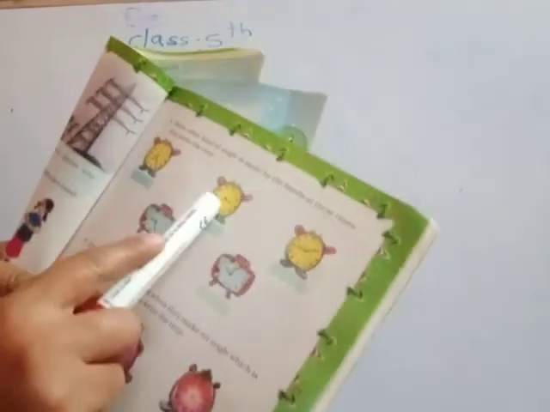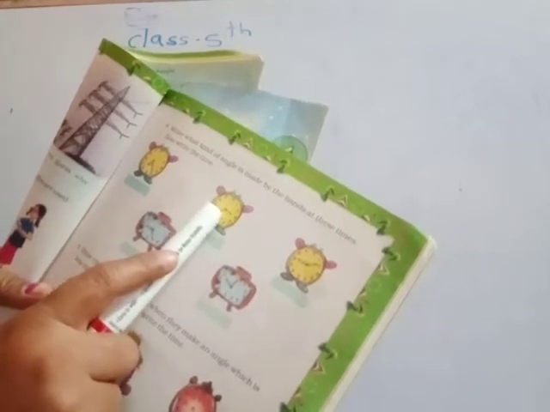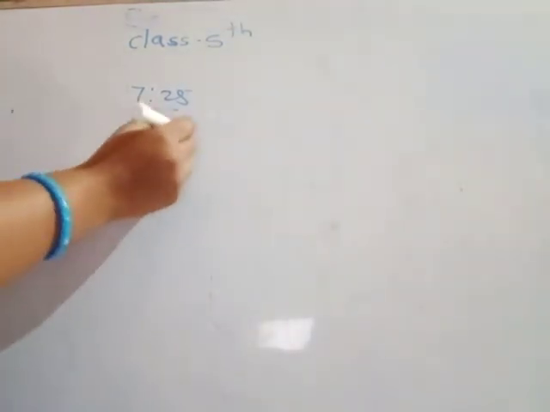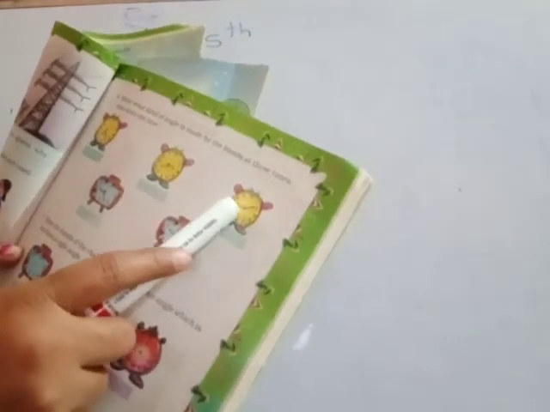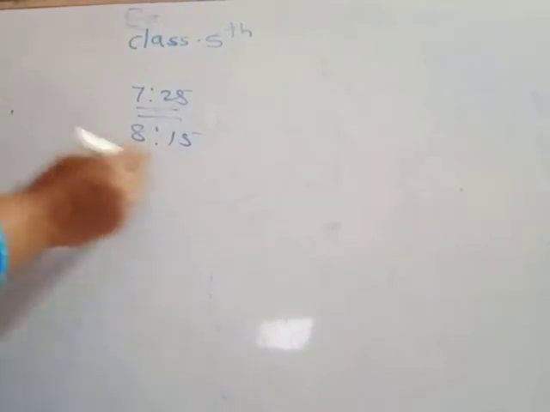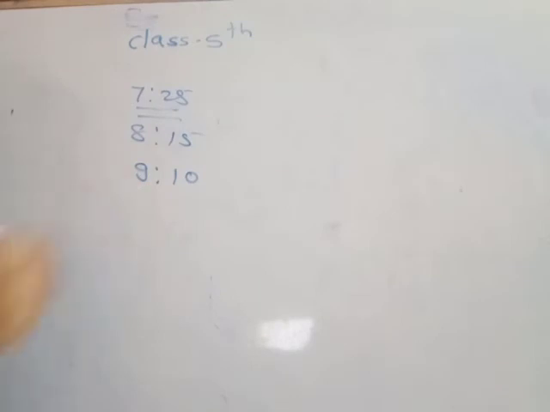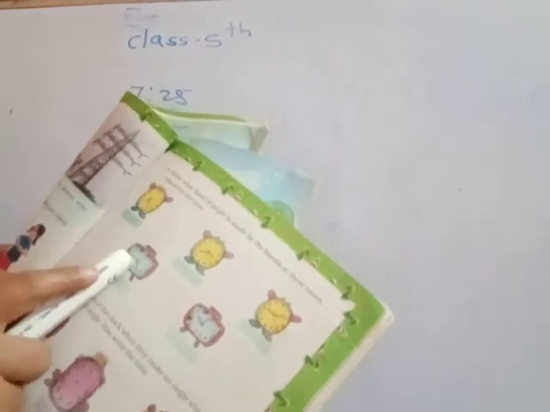Then see the second one. The time here: short hand on 8, big hand on 3, means 15 minutes past 8, 8:15. Which type of angle is formed here? Obtuse angle. Then in the third one, the time is 9:10, which means 10 minutes past 9. Then which type of angle is formed here? Obtuse angle.